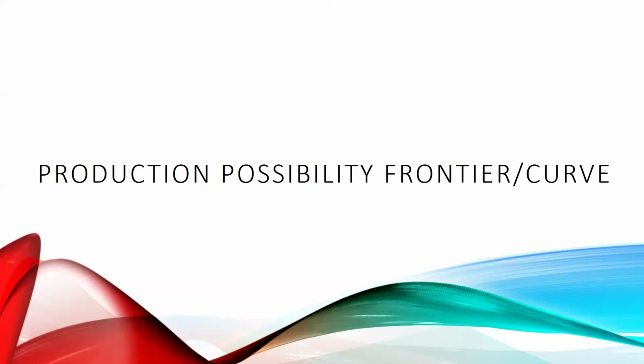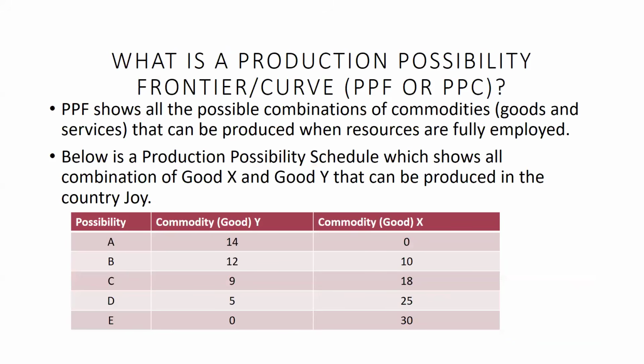Let's look at the production possibility curve now. And we are still looking at scarcity and opportunity cost when we look at the production possibility curve. Keep that in mind that we're still looking at choice and opportunity cost. It might change the way you look at it.